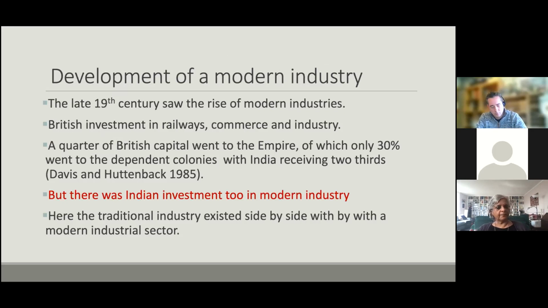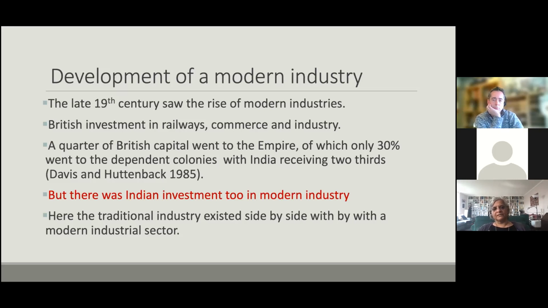So just by way of background, a modern industrial sector developed in India from the middle of the 19th century. There was a very large amount of British investment in the railways and commerce in particular, but there was some investment in industry as well.